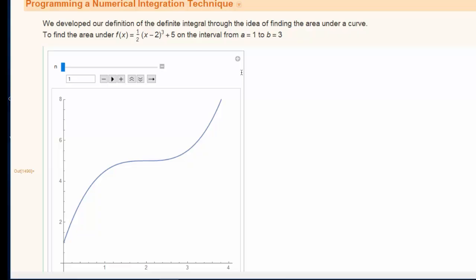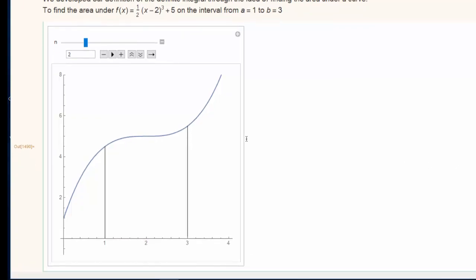Alright, so we developed our definition for the definite integral through the idea of finding the area under the curve. And so we're going to do the same thing when it comes to numerical integration. We're going to set up a system here to do the left sum approximation. So we'll start by looking at our function. We're trying to find the area under this function, 1/2 x minus 2 quantity cubed plus 5, on a specific interval. In this case, we'll look at the interval from a equals 1 to b equals 3.